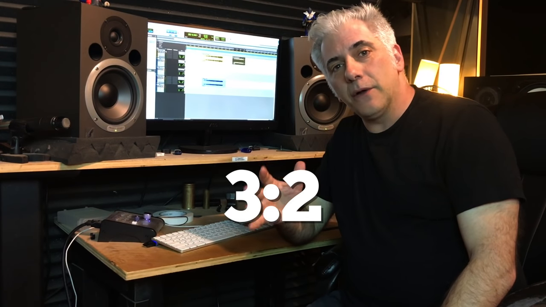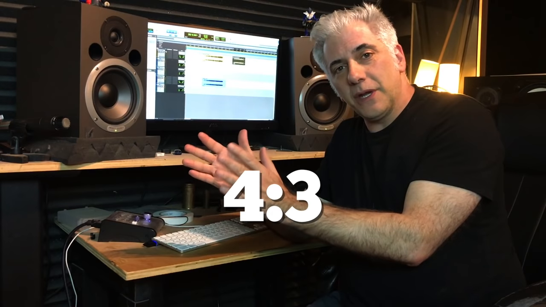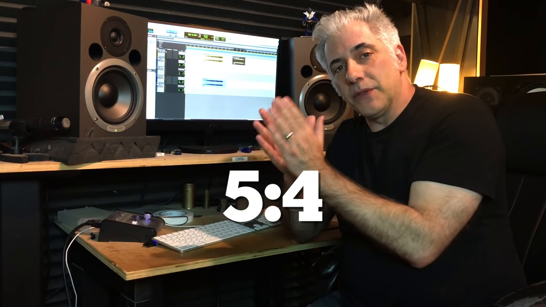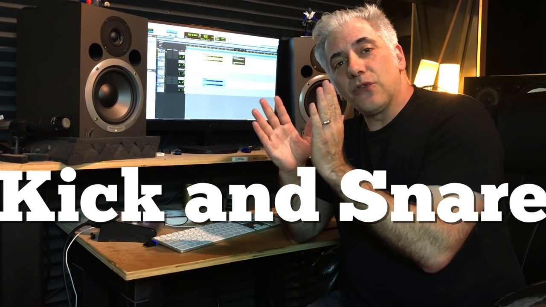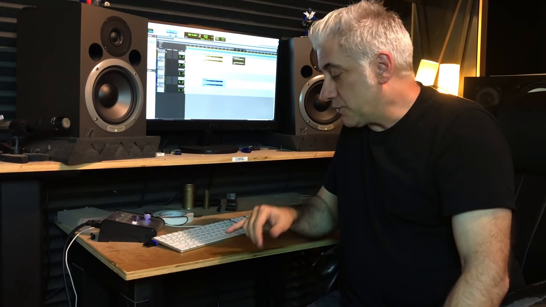Okay, next I'm going to start with the same polyrhythms, the 3 against 2 pattern, followed by the 4 against 3, followed by the 5 against 4. But these are going to be done between the kick and the snare. So it's a little tricky. Now check it out.